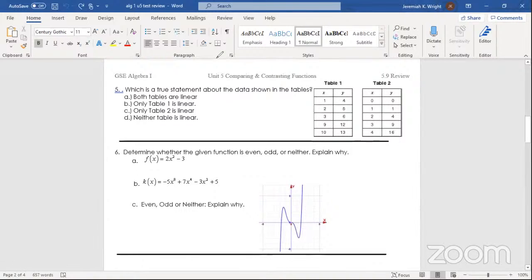All right, which is a true statement about the data shown in the tables? Both tables are linear. Well, I don't know that yet. So let's see. 4 to 5 is 1. 5 to 6 is 1. 6 to 12 is 6. But look, it's not 3 to 4 here. It's 3 to 9. Okay, so you have to keep that in mind.